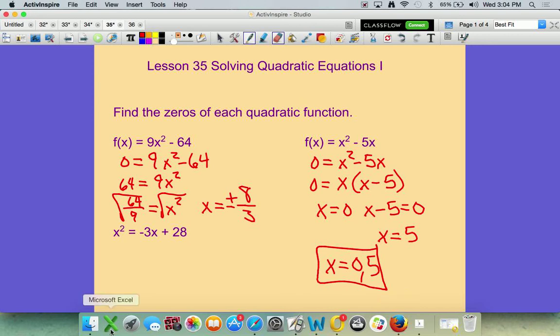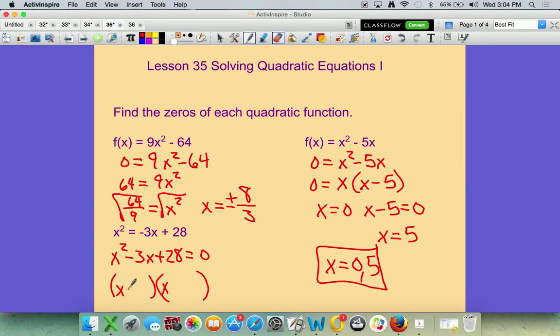Coming down here to this bottom one. It's not set equal to f of x or to a y, so we're going to make it set equal to 0. That means we either move this over here or these two things over there. I like to keep my x squared positive, so I'm going to move these two over to the left side. So I've got x squared minus 3x plus 28 equals 0, and then you just have to factor it out from there. So x and x.